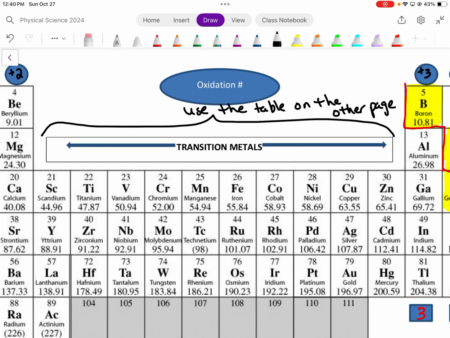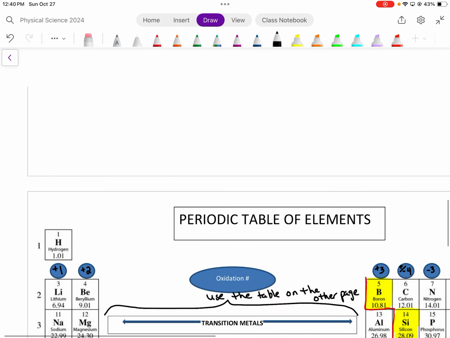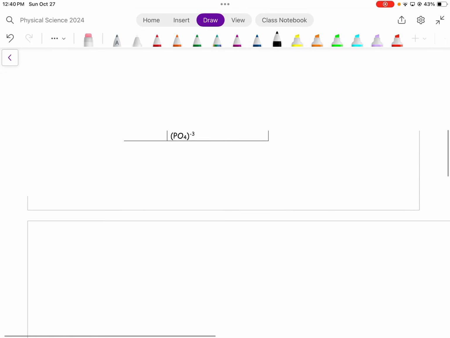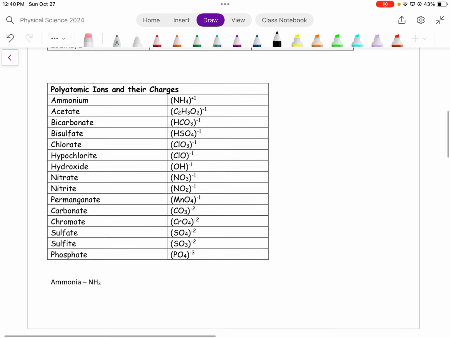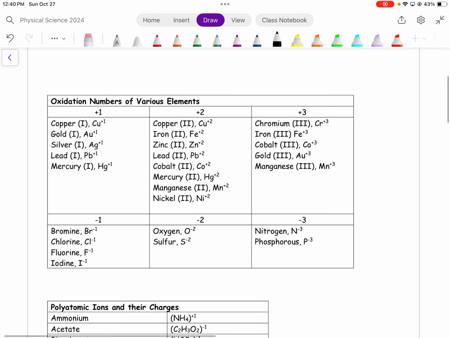And the table on the other page, we haven't used the other page yet, but we'll start to now. I'm going to scroll to that. So I just slide up. Not this table, we'll get there shortly. But if I look at this top table, oxidation numbers of various elements, you'll notice some of these elements are in the tall columns, but most of these elements are in the short columns. These are the transition metals.